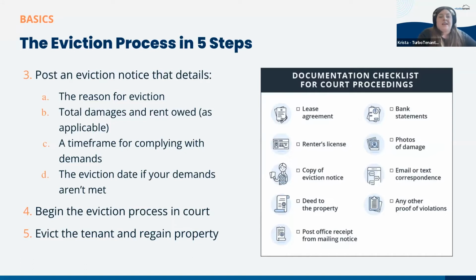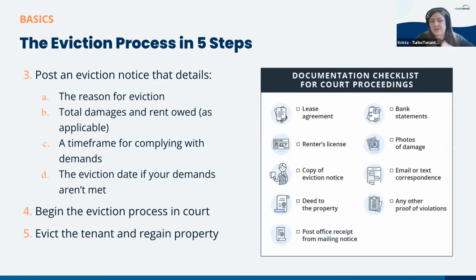So next is to actually give the eviction notice to your tenant. So you've already had an informal conversation with them. Things are not resolved. Give them an eviction notice. The type is going to vary depending on your state and the situation that you find yourself in. But by and large, it's going to need to detail the reason that you're evicting them, total damages and rent owed as applicable, a time frame for complying with your demands, and the eviction date if your demands aren't met. Sometimes this is enough to get tenants to act because they do not want to be evicted any more than you want to evict them. So sometimes this is enough and they can get it together, give you what they need, and you're good.